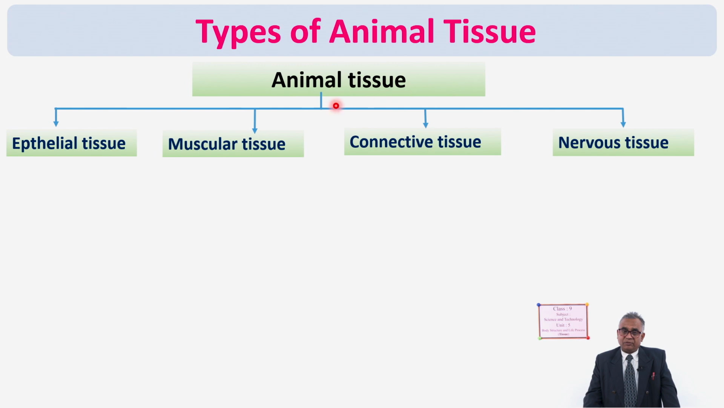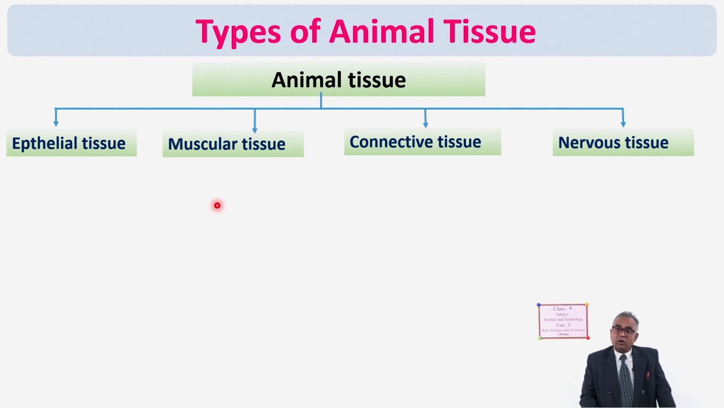How many types are there? At first I am going to present it in the form of a chart. So look here, animal tissues. Animal tissue is divided into four major types. The first one is epithelial tissue, then muscular tissue. Next is connective tissue, and the last one is nervous tissue. Today we will discuss in detail only some of them. At first, be familiar with the names of the different types of animal tissues.